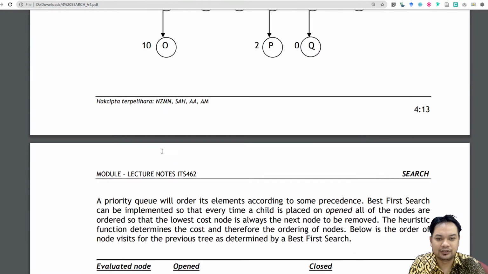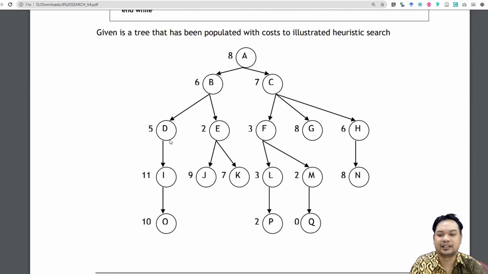The thing that I want to show you is how best first search would function. In contrast to blind search, such as depth first search and breadth first search, the best first search would include cost or preference. That's why in a best first search tree, you will find a number attached to the node. This number represents preference, priority or cost. In best first search, the lower number is evaluated first compared to the higher number. Each node is given a number, and the node that has the lowest number will be evaluated first compared to the node that has the higher number.